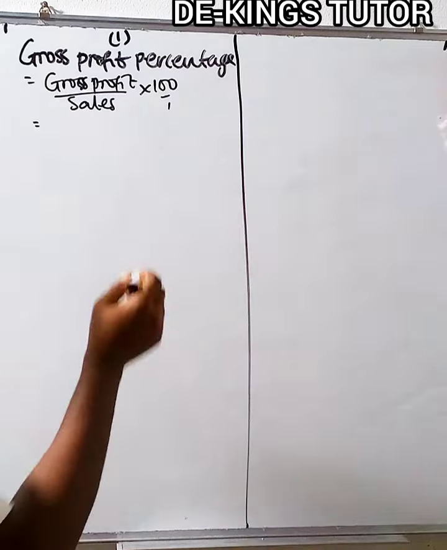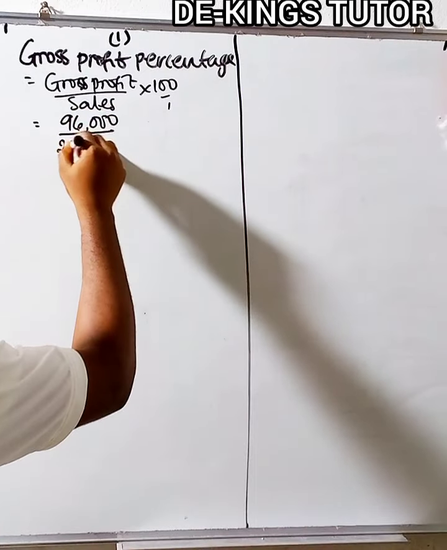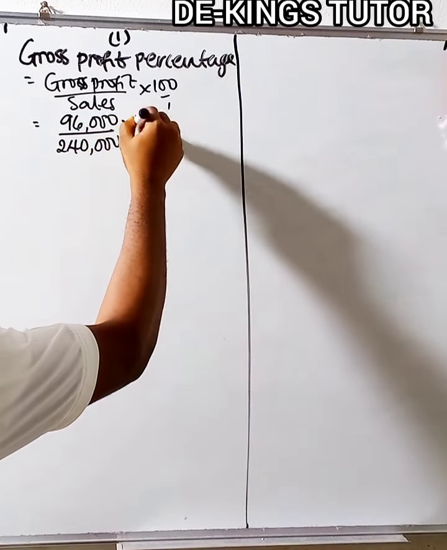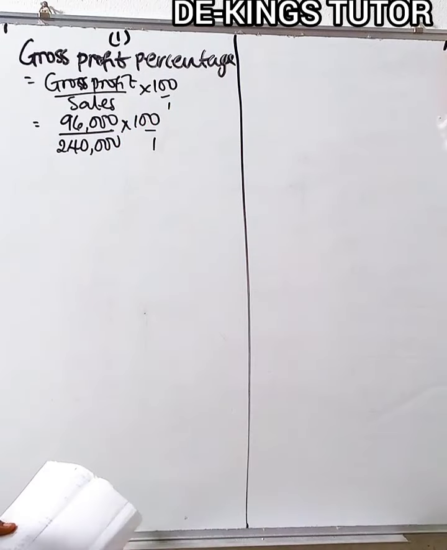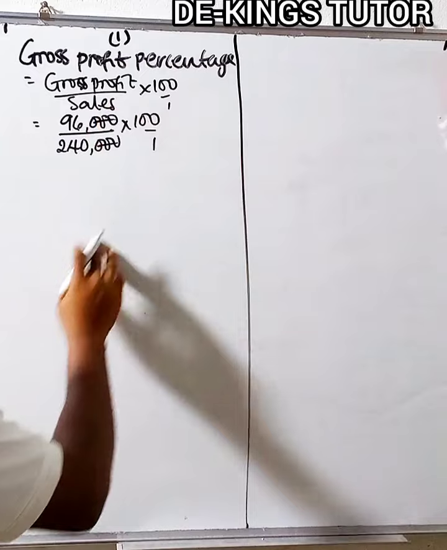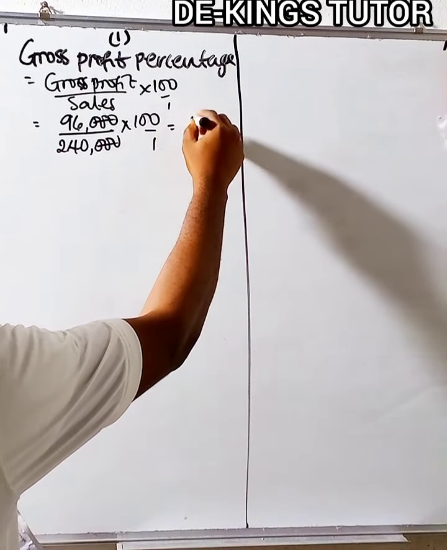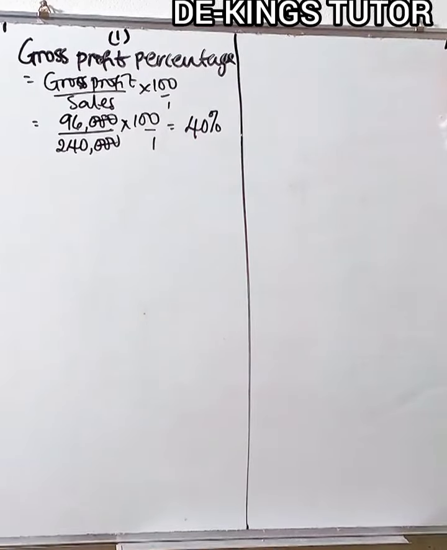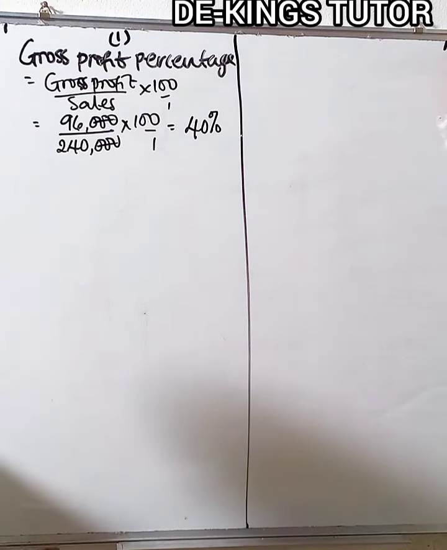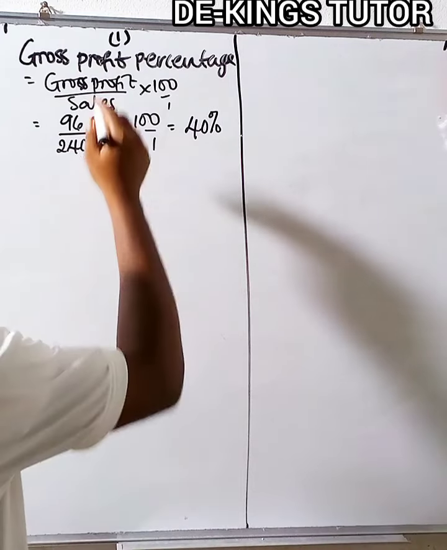So it will now be 96,000 over 240,000 times 100 over 1. Okay, so if we do that, this cancels this. So now this will give us, from our calculator, 40%. Okay, so the gross profit percentage from the question is 40%. So that's the first one.